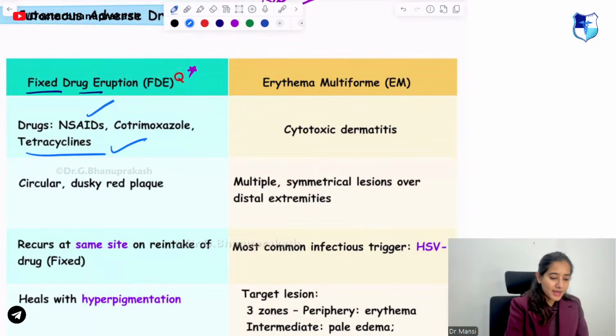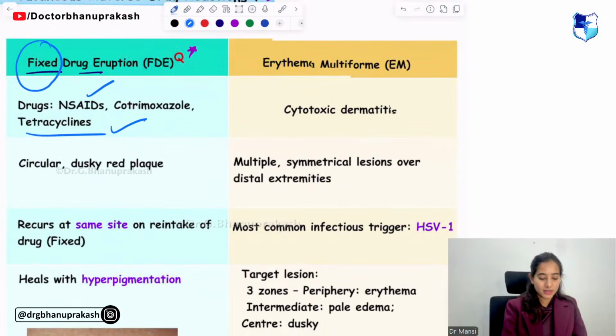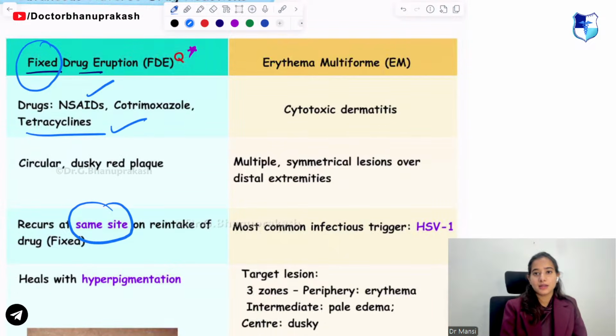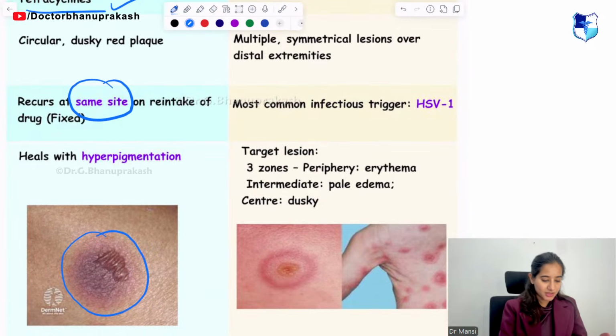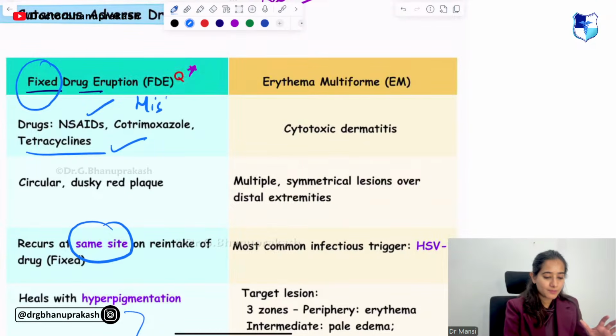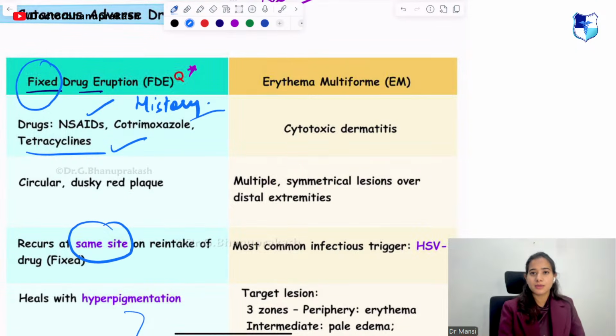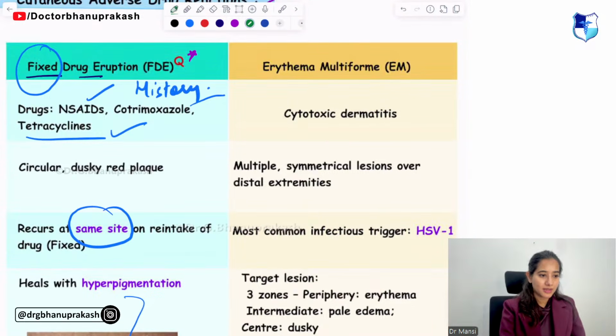Why is this named fixed drug eruption? Because the lesion occurs at the same fixed site on re-intake of the same medicine. So the patient will probably say, I took ibuprofen on some day and then I got this kind of lesion, and he's coming with the same set of lesions. It heals with hyperpigmentation, which you can see. And this is classical. So the history is more important for FDE. You look for history and forget about the appearance of the lesion. That is going to make the diagnosis clear.